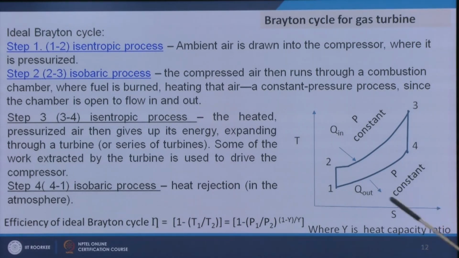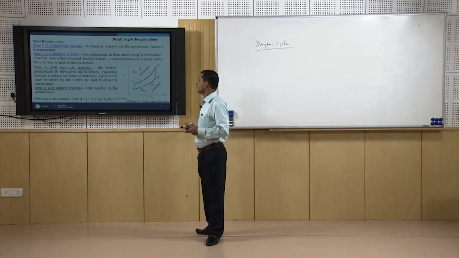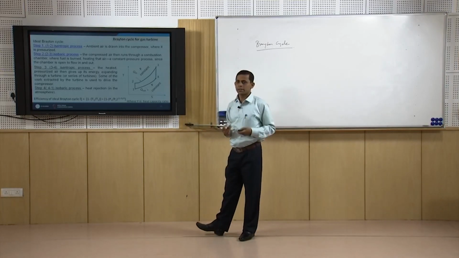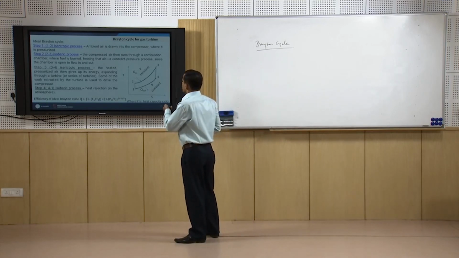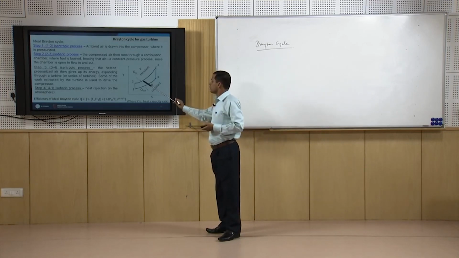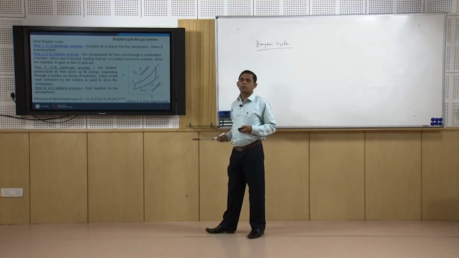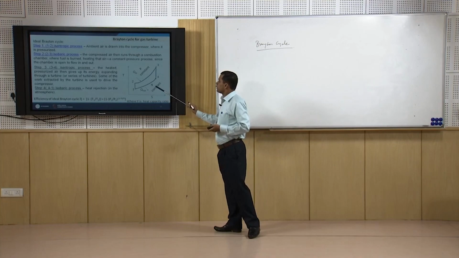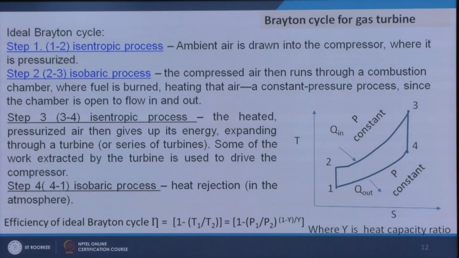For ideal Brayton cycles, 1 2 and 3 4 are isentropic processes, but just like the Rankine cycle, in reality these are different from the ideal conditions to some extent for every operation, because of different types of losses, frictions, etc. So, in this case we see we have Q input here and Q output here, and P is constant here, P is constant here also. So, this is P1 and this is P2.